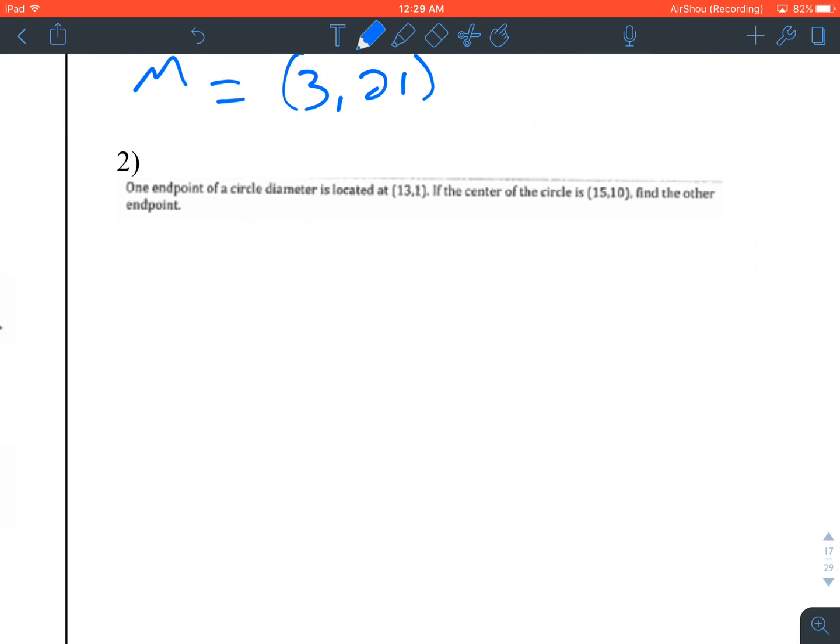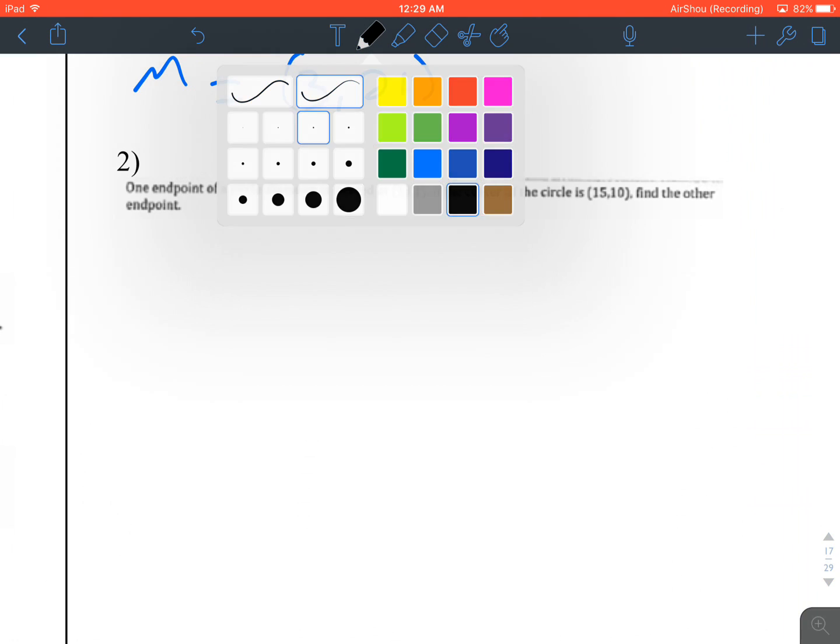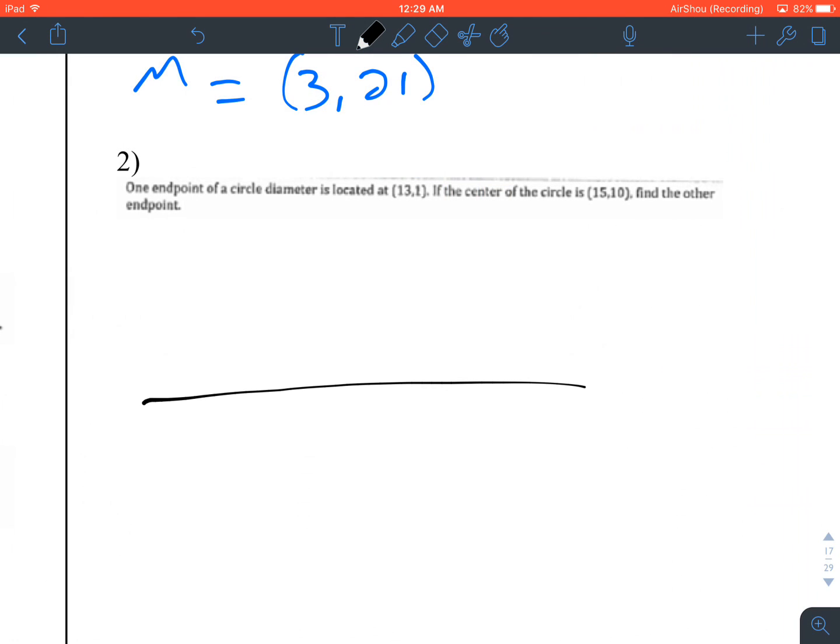The next example is a little more complicated, a little more thought. One endpoint of a circle's diameter is located at 13, 1. If the center of the circle is 15, 10, find the other endpoint. Well, there's an easy way to do this and there's a hard way. Let's do the easy way. It says the center is at 15, 10. I'm just going to say this is 15, and I'm going to say this is 10.